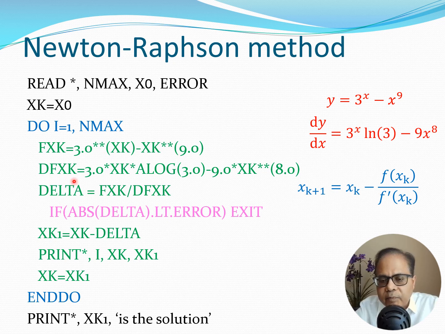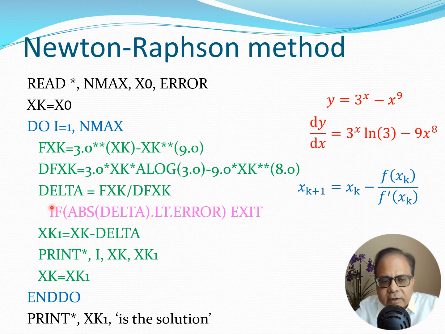Now I put the derivative here, that is dfxk, that is this value here. So 3 to the power x into log 3 minus 9 into xk to the power 8. Now here what I have done is I have put the numbers as 9.0, 3.0, 8.0 to make sure the compiler knows I'm dealing with floating point. And also you of course know that log is the natural log, so ln is the natural log here.